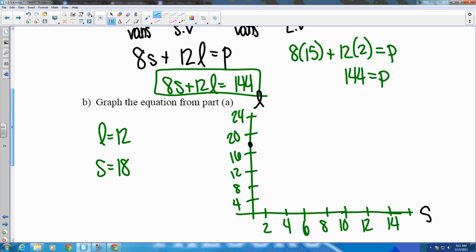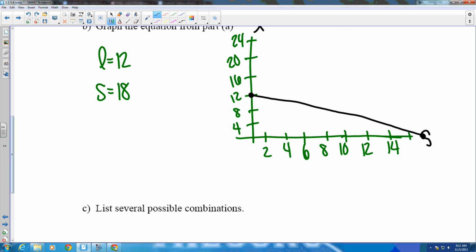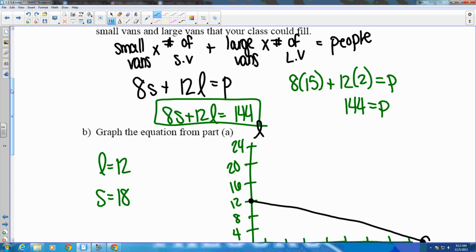Backwards. Undo that. We want the L to be 12 and the S to be 18, which is actually out here. There we go. And we're going to skip part C of listing several possible combinations. Skip that. Okay. And that was all we had to do for section 5.4.